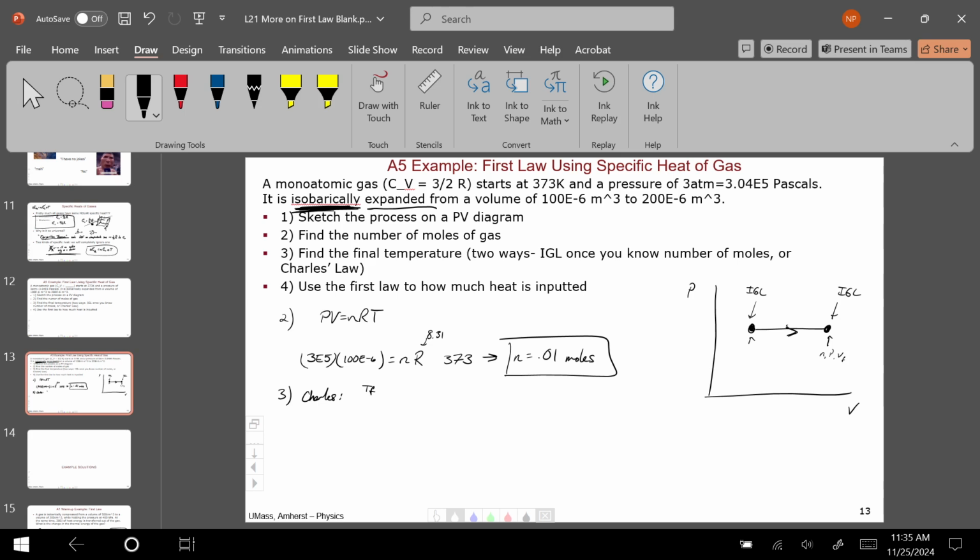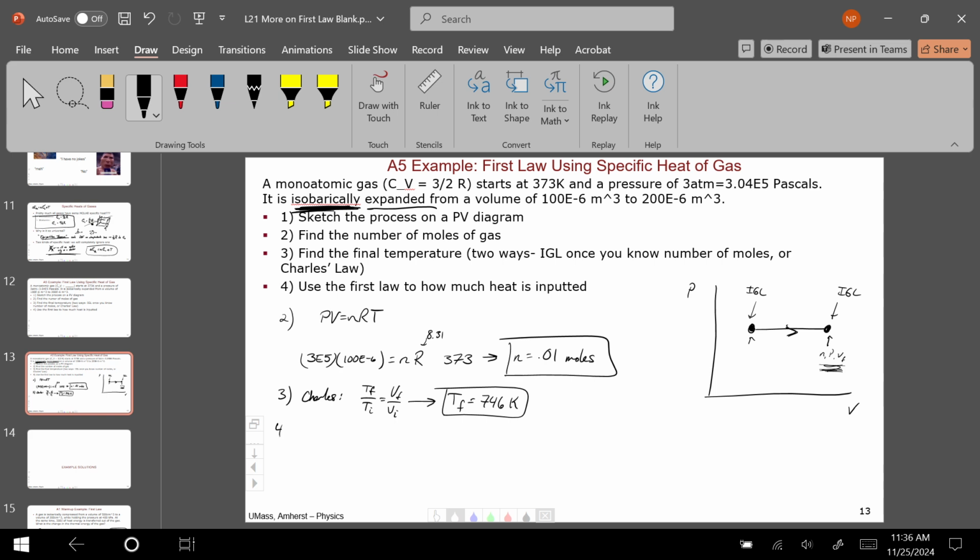This is that T final over T initial equals V final over V initial. And you know every number except for T final. So what you end up getting when you plug in T initial, V final, and V initial is that you get 746 Kelvin. Again, if you wanted to, you could just use the ideal gas law now that you know the number of moles at the end. But just a reminder, Charles' law is derived from the ideal gas law, so it doesn't really matter which one you use. They're sort of the same thing.